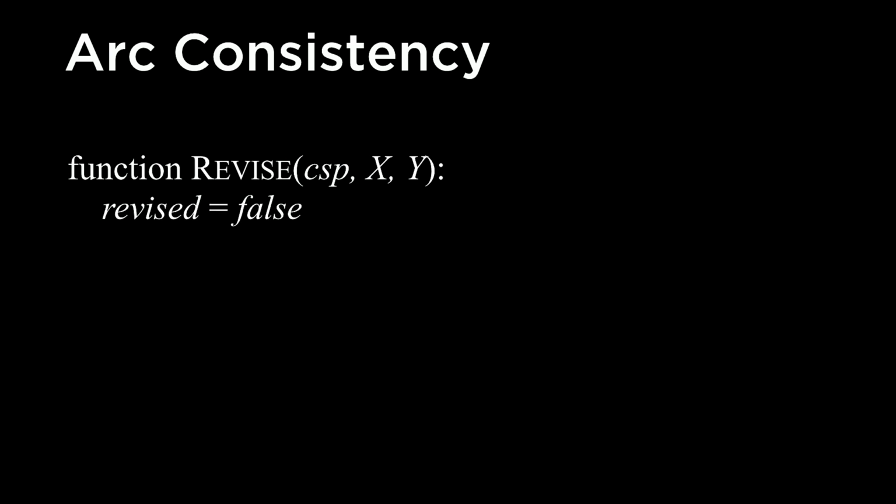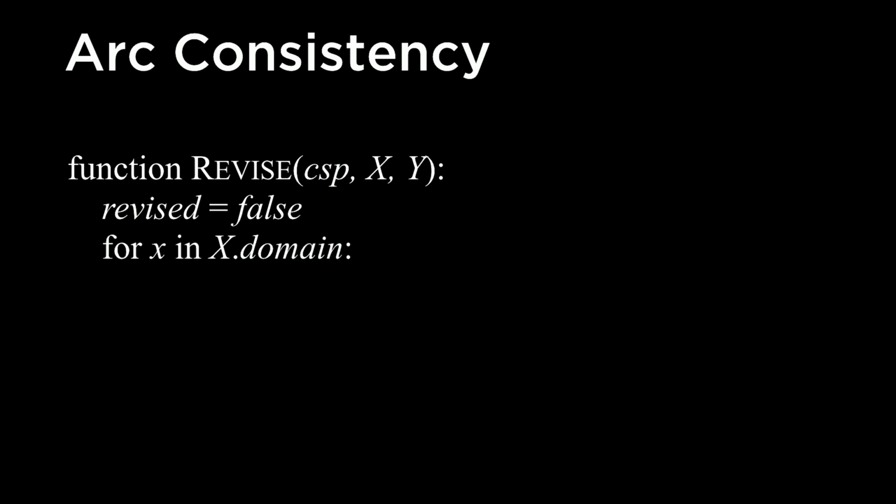How does this work? Well, we'll go ahead and first keep track of whether or not we've made a revision. Revise is ultimately going to return true or false. It'll return true in the event that we did make a revision to x's domain. It'll return false if we didn't make any change to x's domain. And we'll see in a moment why that's going to be helpful. But we start by saying revised equals false. We haven't made any changes.